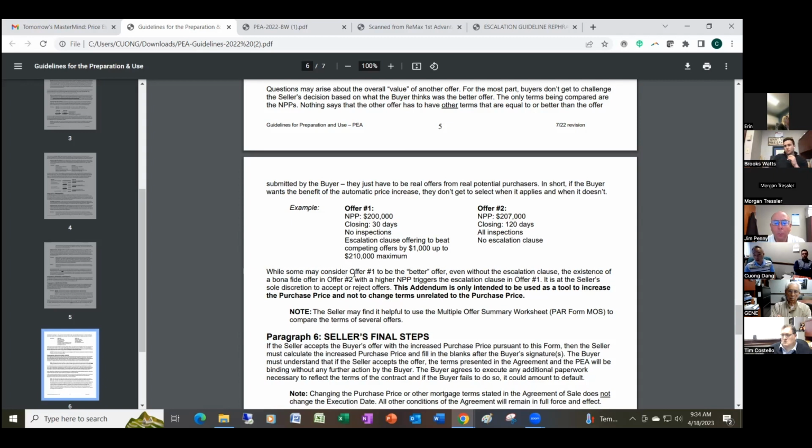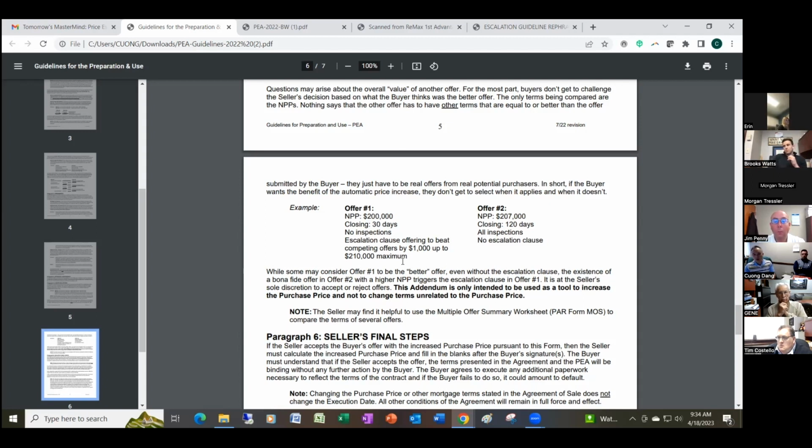While some may consider offer one to be the better offer, even without the escalation clause, the existence of a bona fide offer in number two with a higher net purchase price triggers the escalation clause in offer number one. It is at the seller's sole discretion to accept or reject offers. This addendum is only intended to be used as a tool to increase the purchase price and not to change terms unrelated to the purchase price.